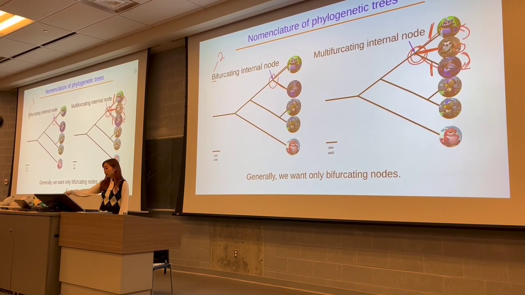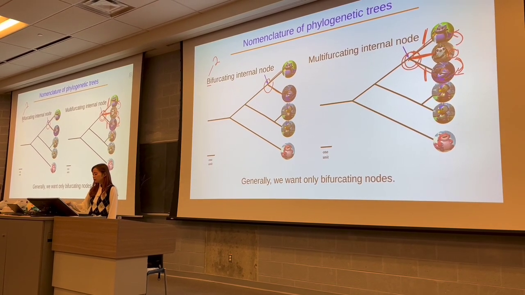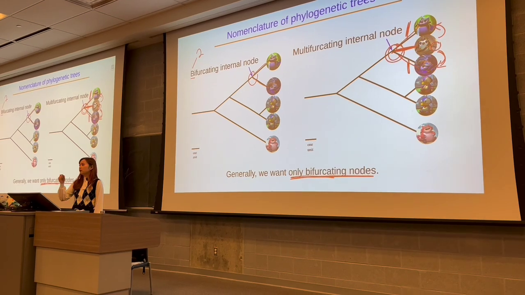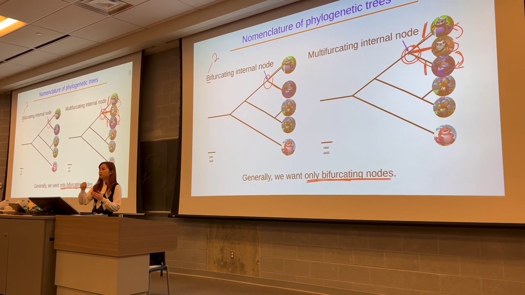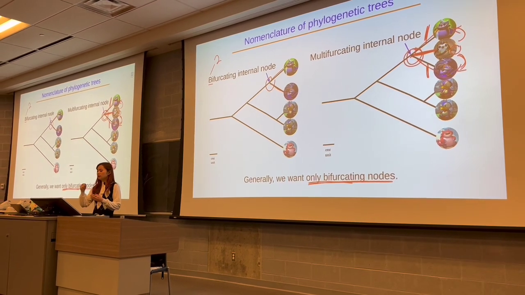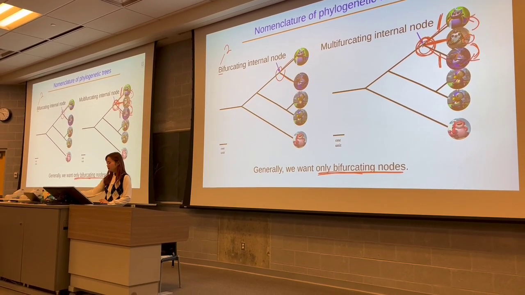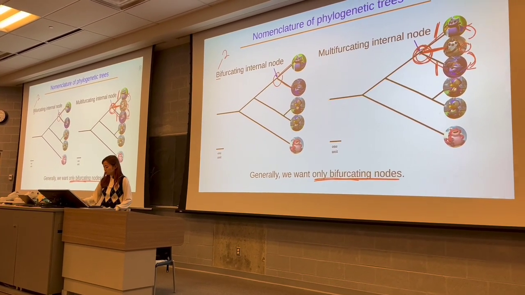And because of that, this is an example of why generally for phylogenetic trees we would prefer only bifurcating nodes, because then we know exactly the distance relative to each other that each individual OTU or species is related to each other, instead of having a relationship here that we are not able to accurately resolve.